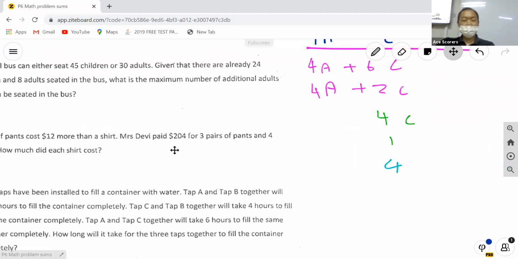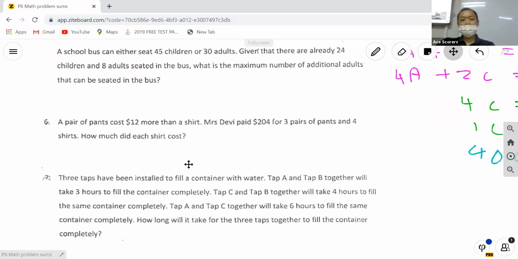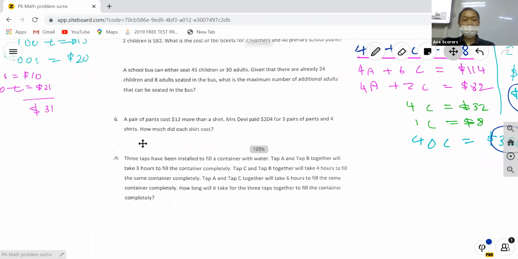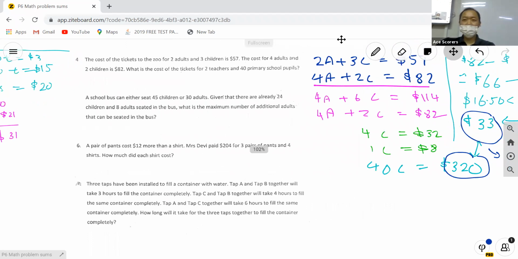Okay, next one. So next round, y'all do one each, okay? So let's play a simple game, okay? See who says what.